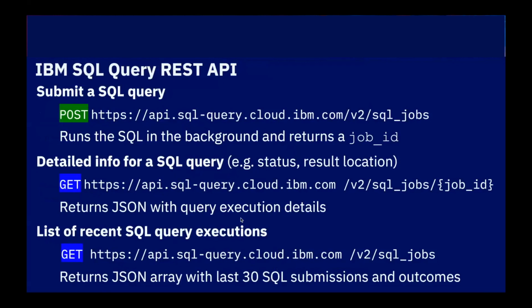that you then can use in order to check the status of this job, whether it's still running, and when it has finished, where can I find the results of the SQL. That's then the next endpoint. It's this get endpoint, where you just append this job ID into the URL. And finally, there's also this list endpoint that lists all of the recent job executions.